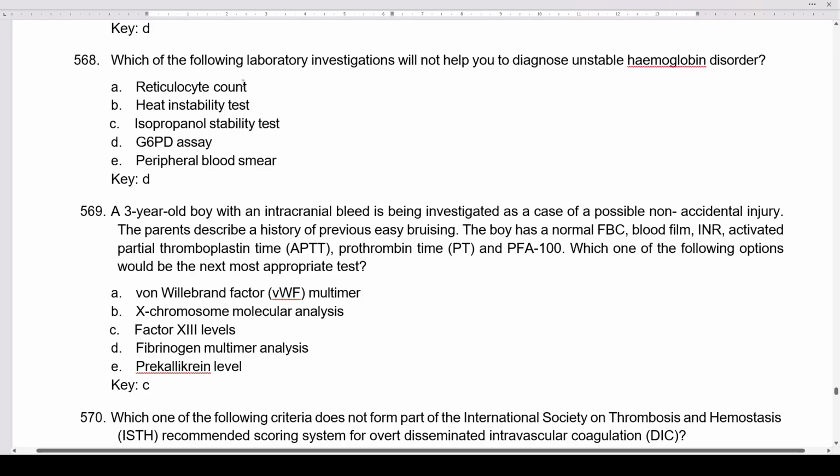Next is, which of the following lab investigations will not help you to diagnose unstable hemoglobin disorder? So, reticulocyte count will help to diagnose. Heat instability test, isopropanol stability test, and peripheral blood smear will also help, like we will see the Heinz bodies in that. So the test which will not help in case of unstable hemoglobin disorder is G6PD assay.